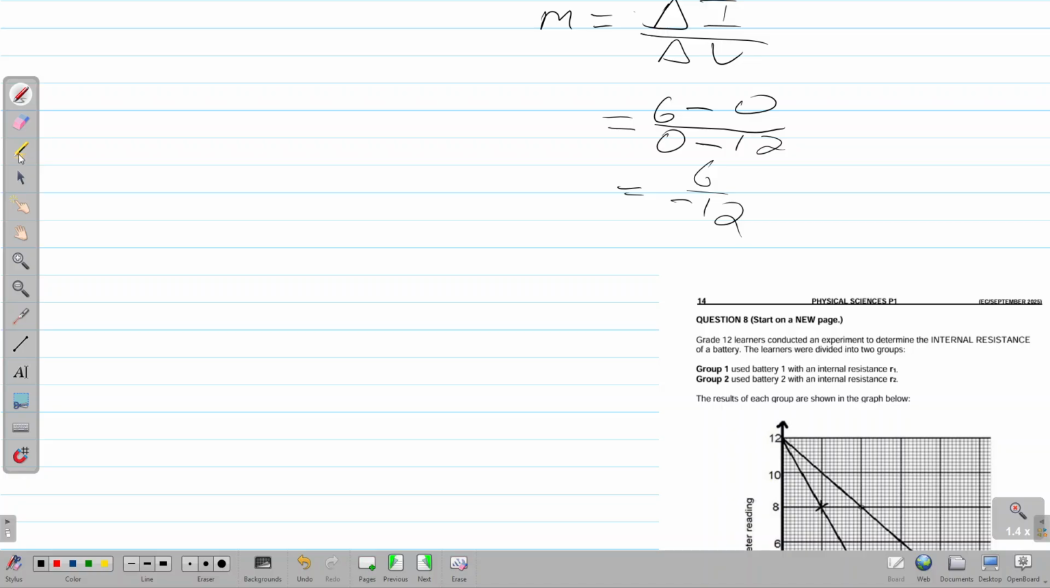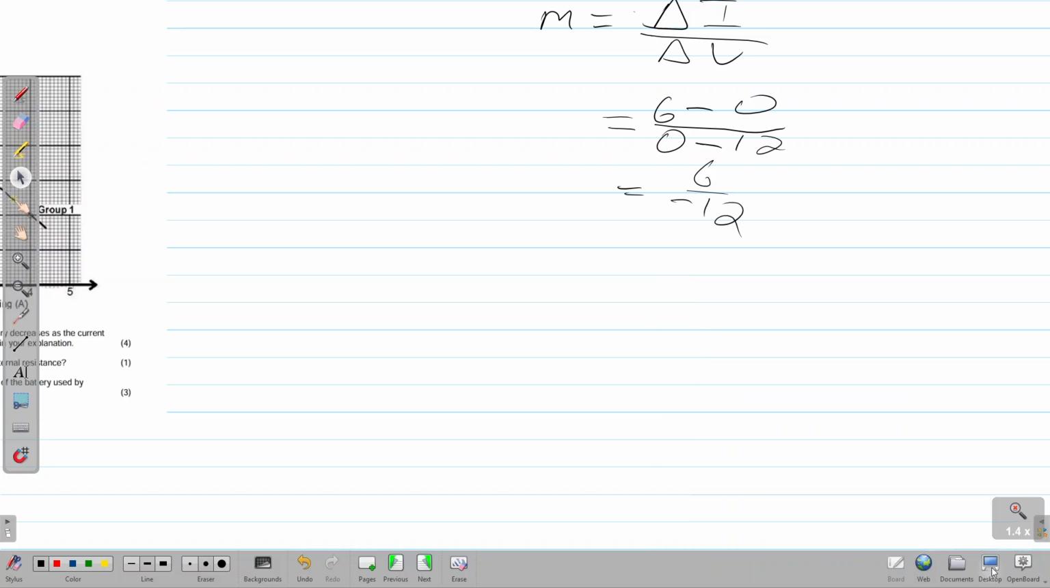Let me pause here a bit. Okay, so then what do I have? That's my gradient, which I'll write minus r now. Minus r, no, that's minus 1 over r, sorry. Minus 1 over r is equal to minus 1 over 2. So therefore, my resistance, my internal resistance is 2 ohms. Okay. Right, and that's the 3 marks there. I would think that's 1, 2, 3.